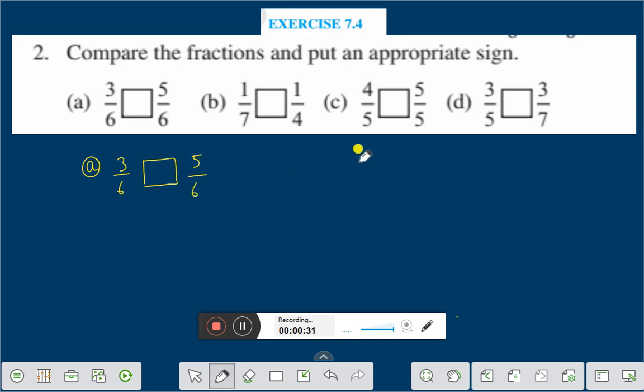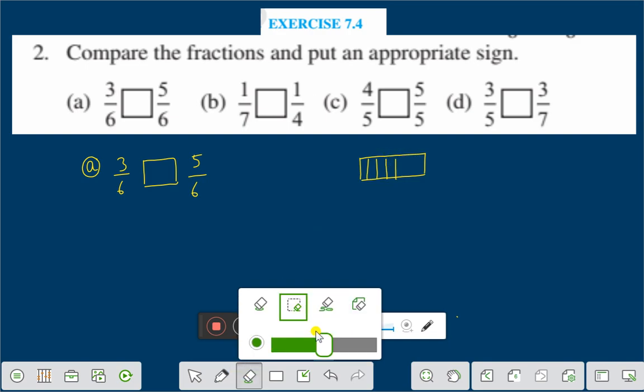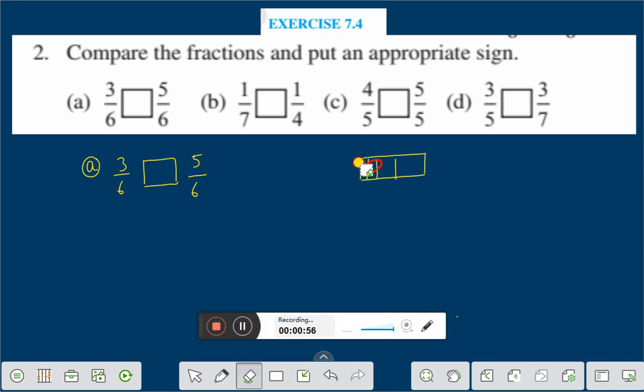Here suppose we have taken one figure and we divide it into 6 parts, that is 1, 2, 3, 4, 5, 6, but these are not equal. Let us rub this one.